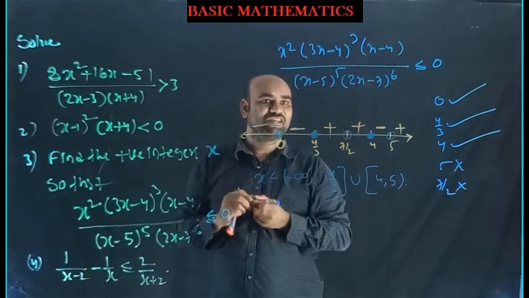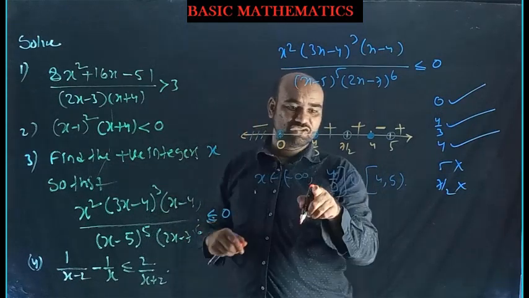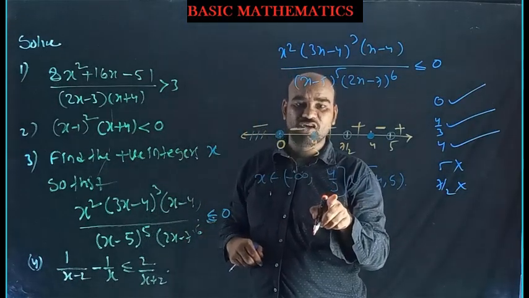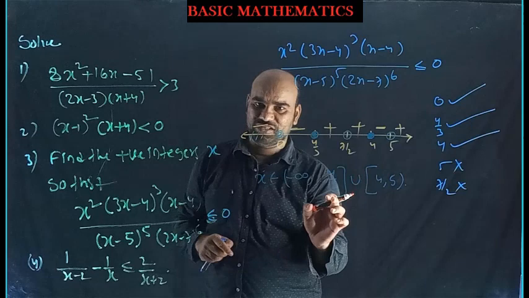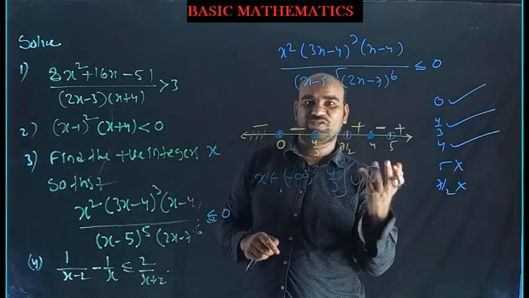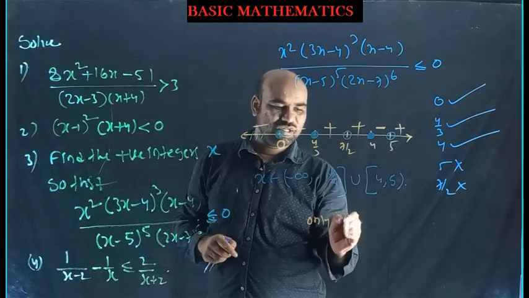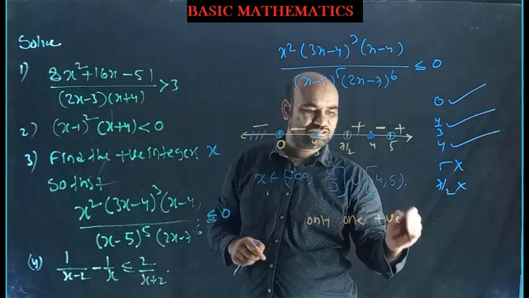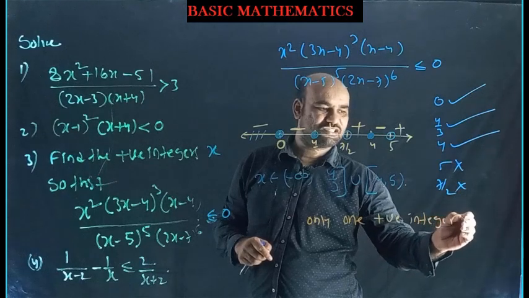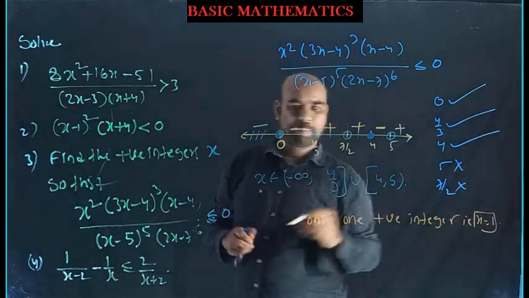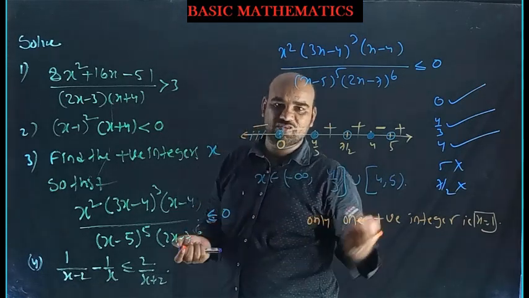So now I want to identify the number of positive integers. Actually the question is to find the number of positive integers. 0 to 4 by 3: 4 by 3 means 1 point something, so 1 is the only positive integer in between minus infinity and 4 by 3. One solution. Between 4 and 5 there are several real numbers but no integer. Therefore only one positive integer, that is x equal to 1. So the question asks for the number, so I can say only 1. The value is also 1 only.